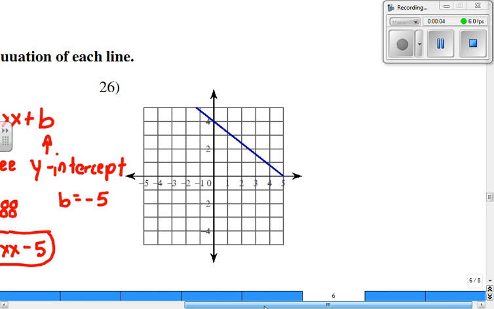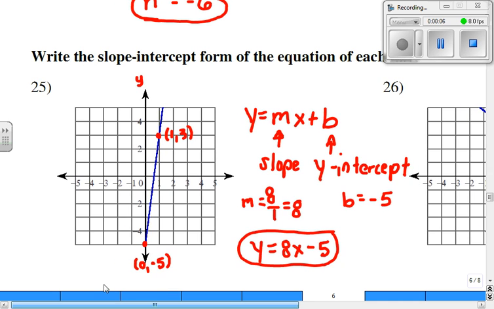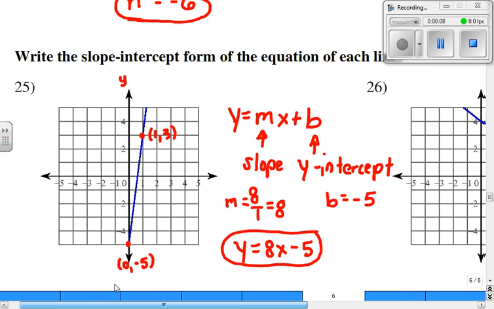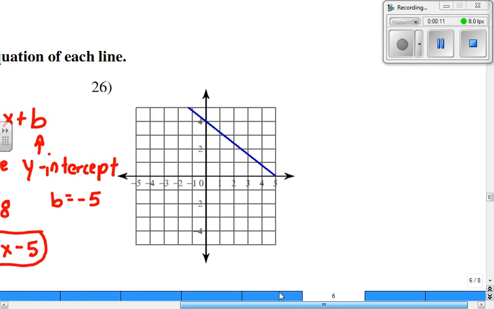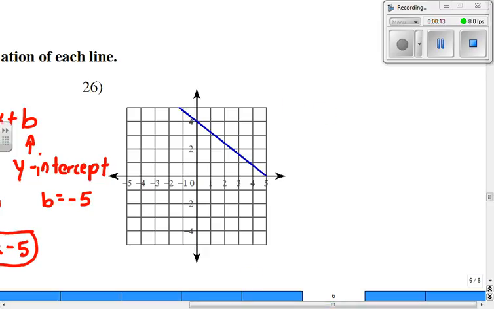Problem 26 asks us to write the slope-intercept form of the equation of the line. So we know that we need a line in y equals mx plus b format. That means we need a slope and a y-intercept. So let's identify our y-intercept. Our line crosses the y-axis when y is equal to 4. So our b is 4.